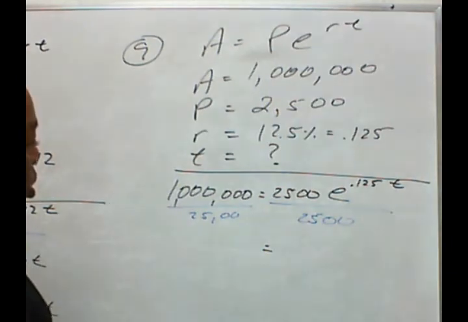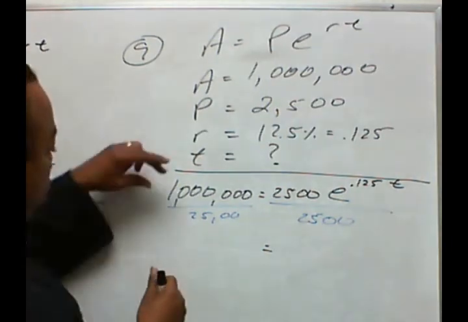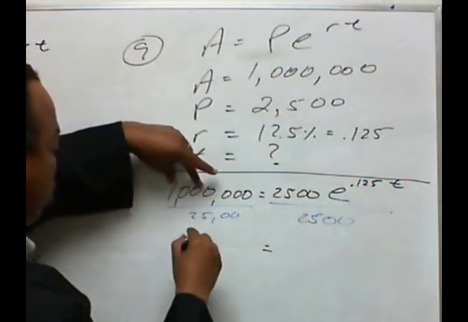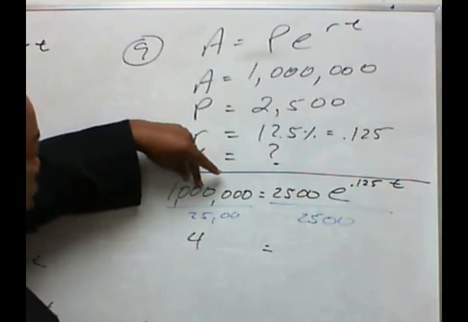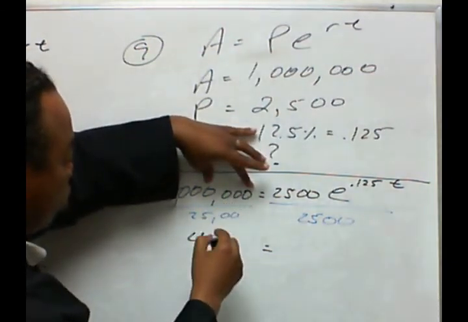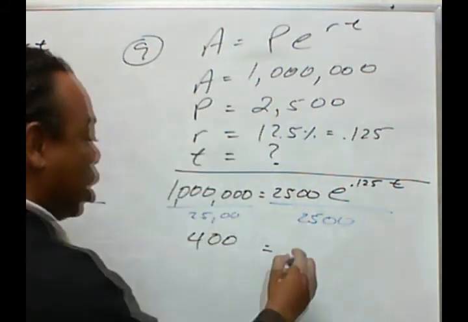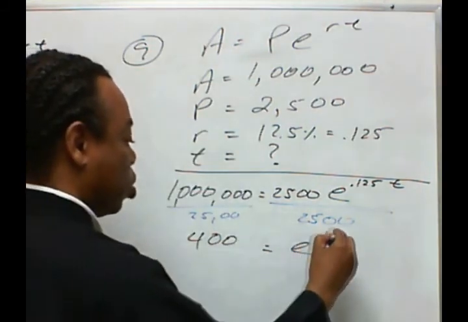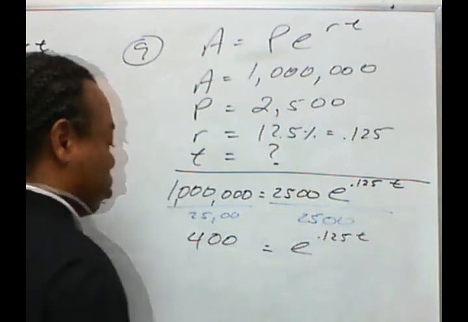Let's see here. 25 goes into 100 4 times. That leaves these 4 zeros. We cancel out 2 of those. We have 2 left. And this leaves e to the 0.125T.